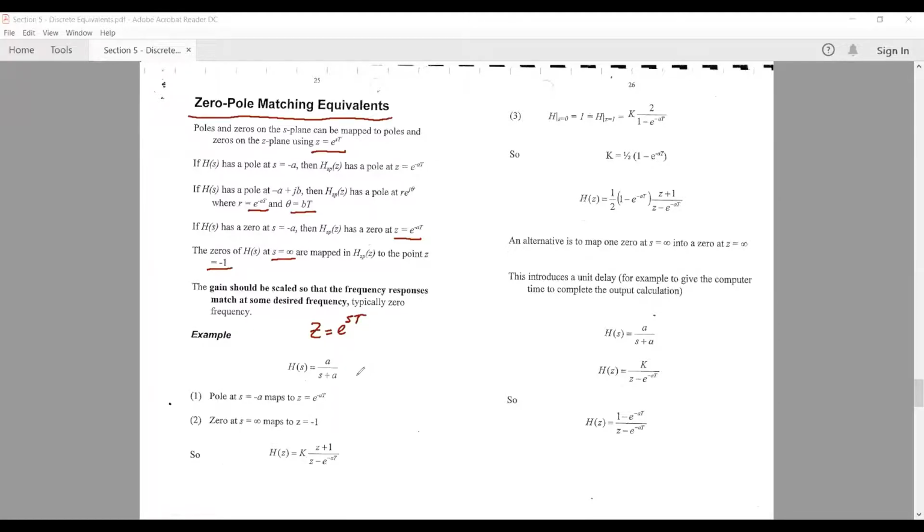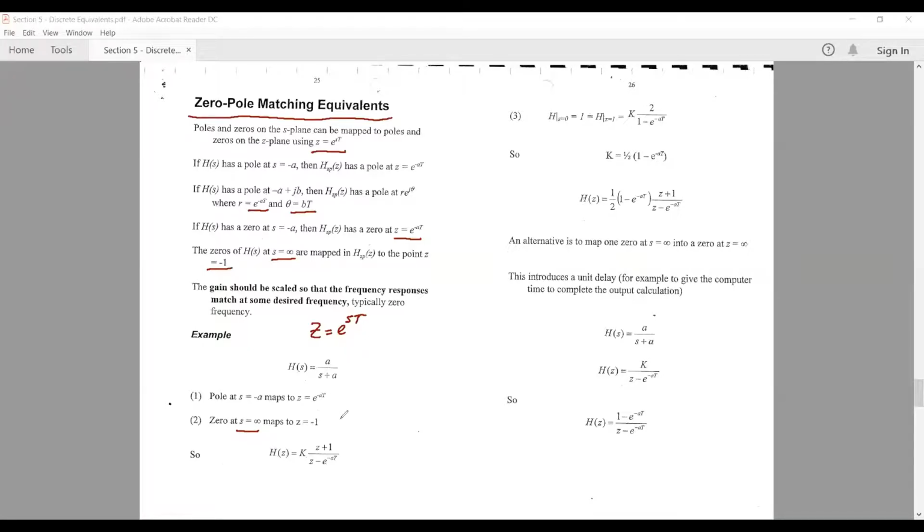So, example: if H(s) = a/(s + a), number one, the poles. The poles are where the denominator polynomial equals 0. In this case, there is only one pole, which is at -a. The pole at s = -a maps to z = e^(-aT). So my z transformation H(z) will have a pole at e^(-aT). There is a zero at s = infinity because the numerator is a constant, and that maps to z = -1.